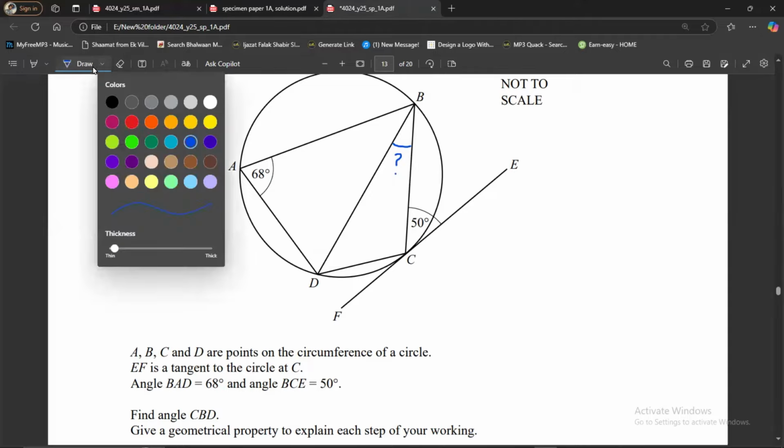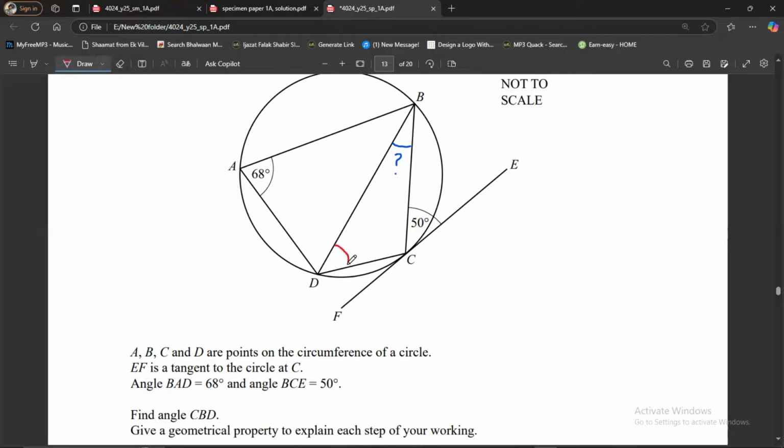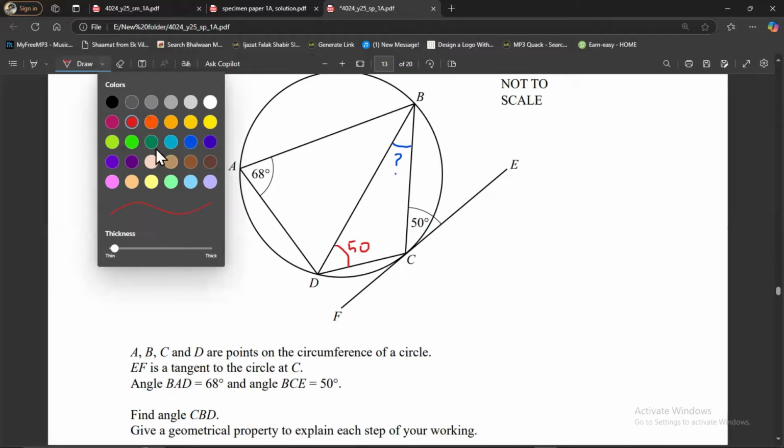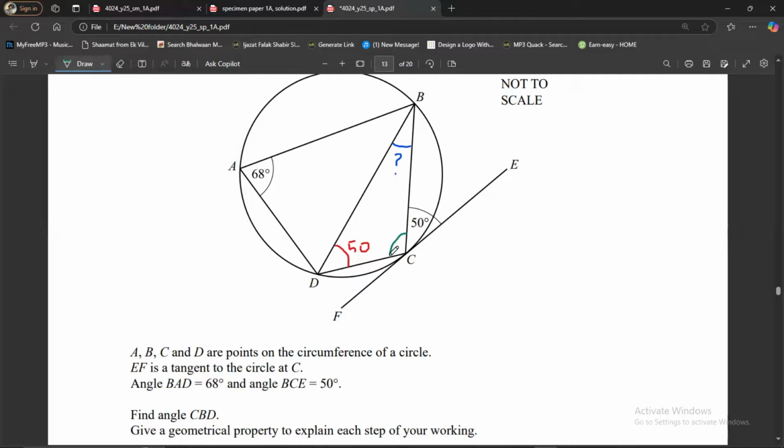The method is very simple. You see, can you see that this is a triangle? Its one vertex is on the point of tangency, point C, and the other vertices of this triangle are on the circumference. So this angle, if it's 50, this angle will also be 50. We call it the angles in the alternate segment. Okay, and I can find out this angle also. Let me change the color.